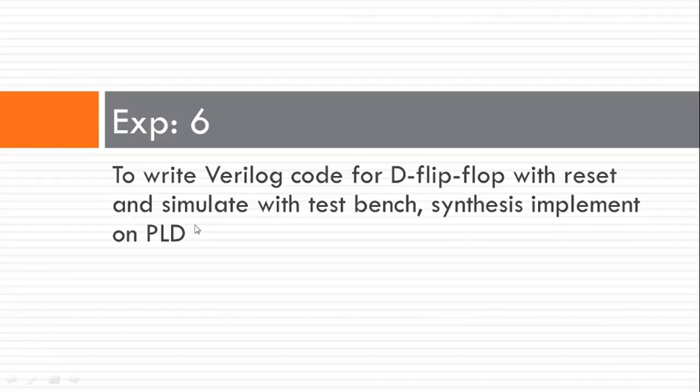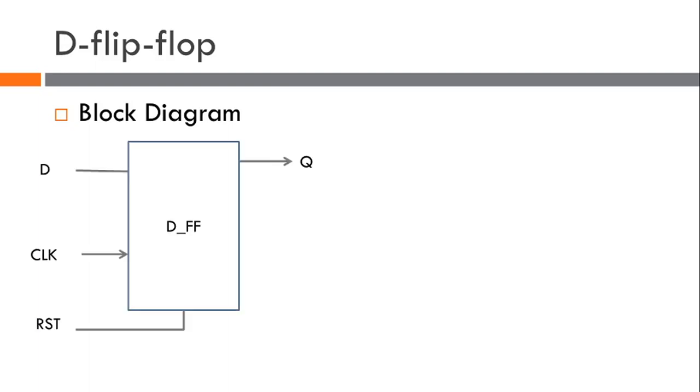Hello everyone, welcome back to ECD lab experiment number 6, that is to write Verilog code for D flip-flop with reset, simulate with test bench, synthesize and implement on FPGA. So let's check what actually the D flip-flop is. D flip-flop is a basic single bit memory cell which is generally used to store a single bit.